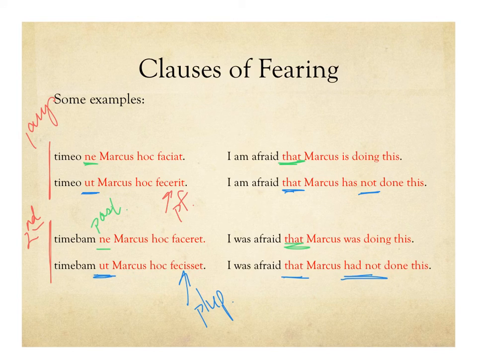So two things to remember here, right? Follows sequence of tenses. We can use all four tenses of the subjunctive in fear clauses, and ne is for positive, ut is for negative. If you're interested in why this is the case, there's a really nice explanation in your textbook. You can read it.